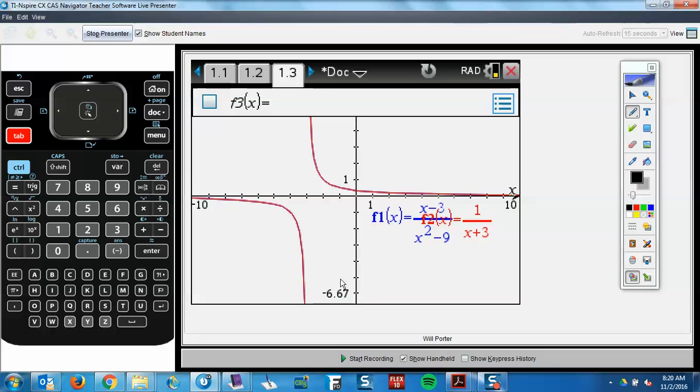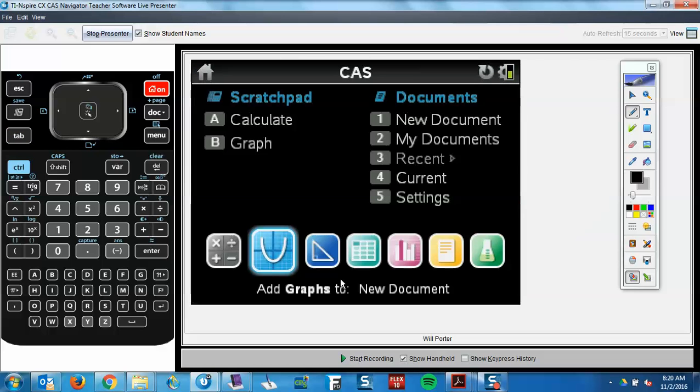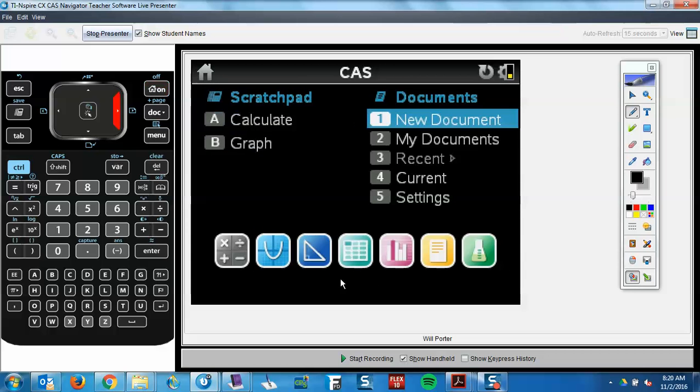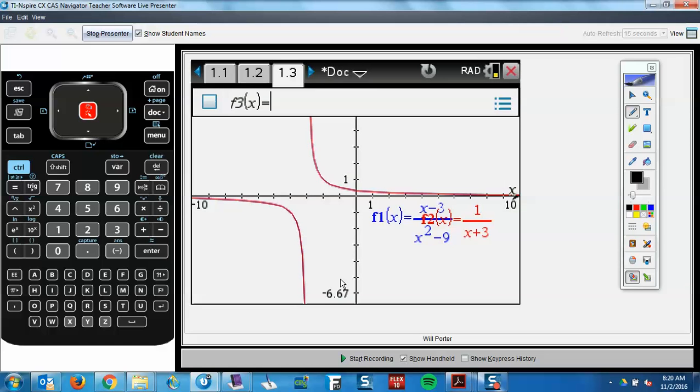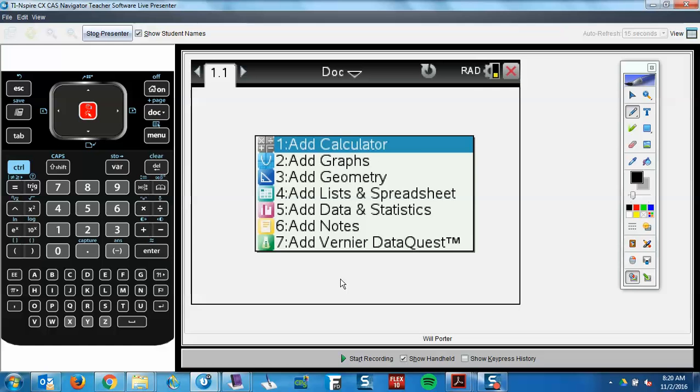Okay, so let's talk about that a minute, which is fine. It doesn't matter. But if you go to the home screen, a lot of times when your calculator first comes up, if you do new document, I'm sure you guys have all seen this. If you do new document, right? Now it's going to ask you if you want to save changes. Let's say no. A lot of you have seen this, and you said, oh, I want a calculator, I'm going to do this.